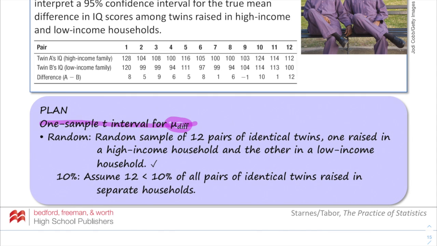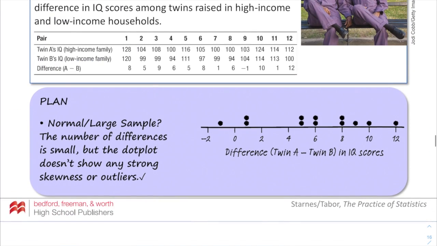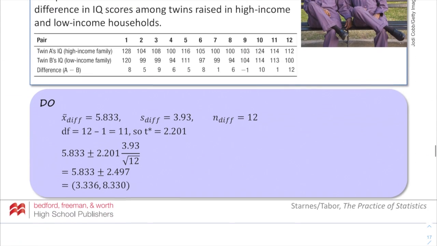They were randomly assigned into their column treatments, but the household they were raised in. And we can assume that 12 identical twins, 12 pairs of identical twins, is less than 10% of all identical twins raised in separate households. So 12 is quite small, so we graph the data. Again, data being the difference. And nothing crazy skewed and definitely no outliers, so we're good to go.